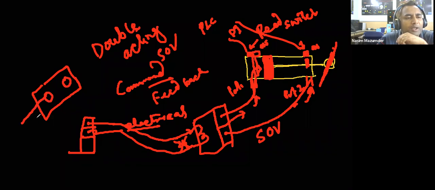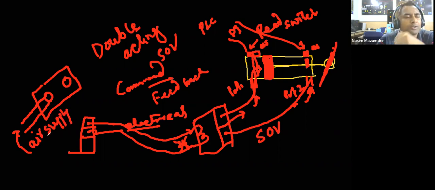One port will be used to give air supply at whatever pressure you want. You can use an air filter regulator before that to regulate the pressure, and this air will not be passed through your output port. This will be my output port until and unless this solenoid is actuated.